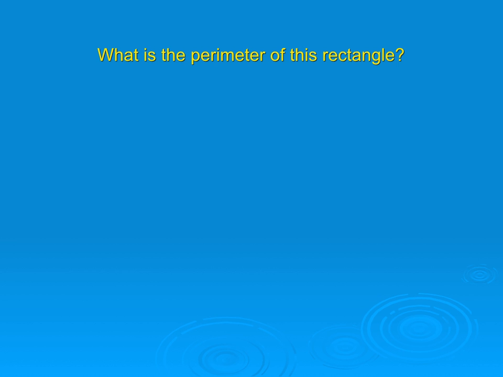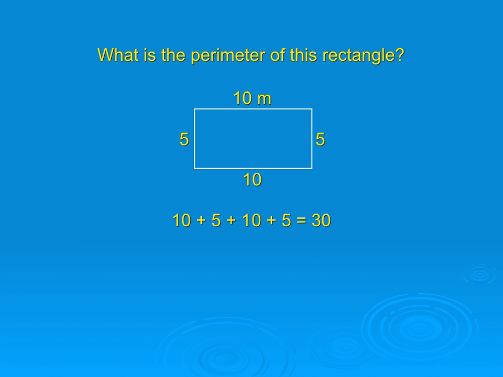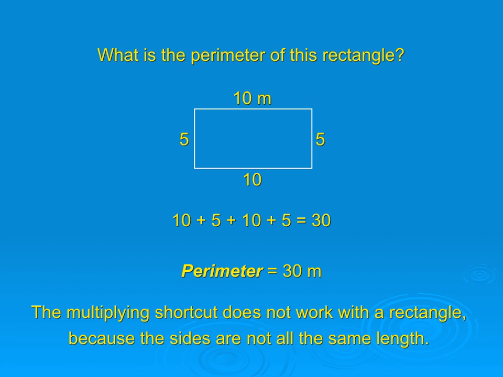What is the perimeter of this rectangle? It has 10 meters across the top, but the side is only 5. 10 plus 10, 5 plus 5, put them all together, is 30 meters. So the perimeter of this rectangle is 30 meters. Notice the multiplying shortcut does not work with a rectangle because the sides are not all the same length. So you cannot say 4 times 10 or 4 times 5 because there's 2 10s and 2 5s. Square and rectangle work differently in this regard.